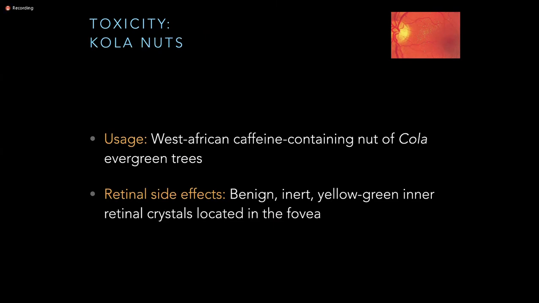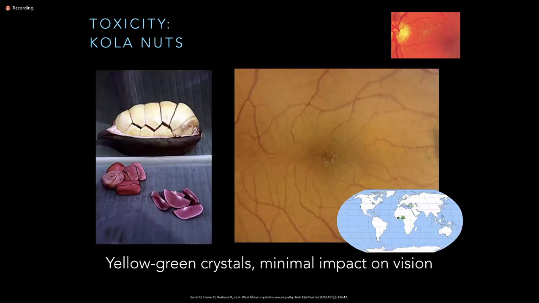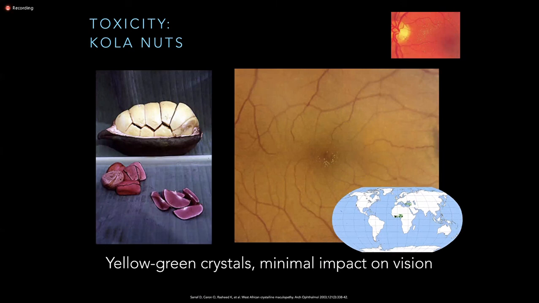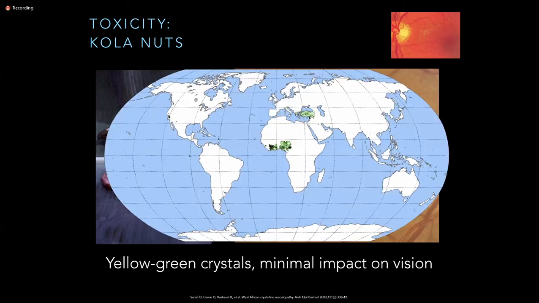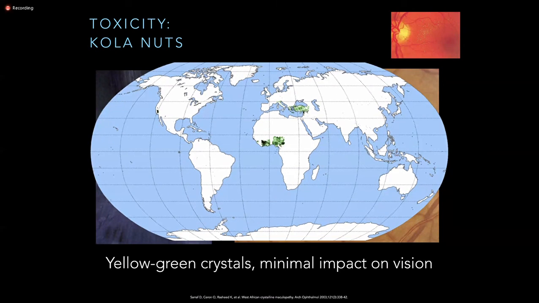Kola nuts are a West African caffeine-containing nut of the kola evergreen tree. The effects are benign, but you get these inert yellow-green inner retinal crystals, which can be seen in the fovea and parafoveal areas. This is a picture of the kola nut on your left there. We see the crystals on the photograph on the right in the parafoveal area. And again, these have very minimal impact on vision. And here, all the green areas are parts of the world in which kola nuts can typically be found. So mostly Western Africa, a little bit in Turkey, and also some in California as well.